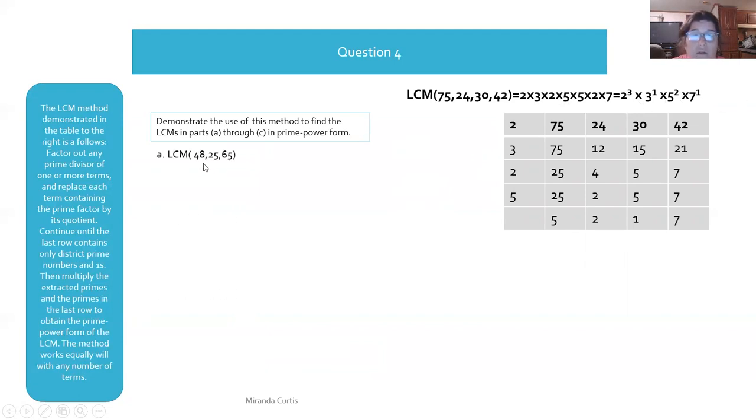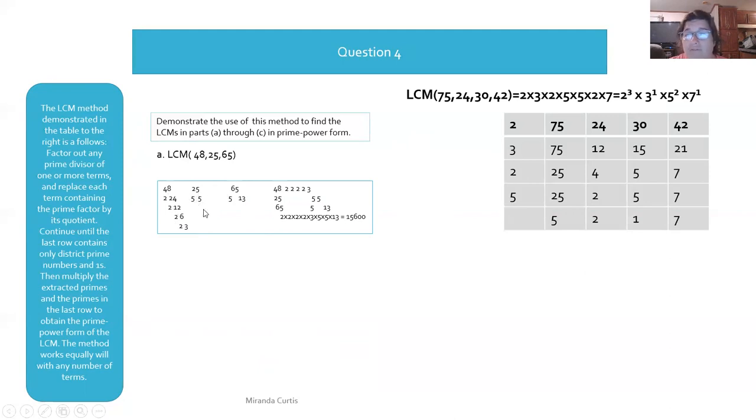Look, I sat there and multiplied these things out, and it was a nightmare. So I found a way to do it this way. Okay, 48. What goes into 48? You got 2 and 24. Then what goes into 24? You got 2 and 12. What goes into 12? 2 and 6. What goes into 6? 2 and 3. Okay, then you come to 25. What goes into 25? 5 and 5. Go to your 65. What goes into 65? 5 and 13. That's it.